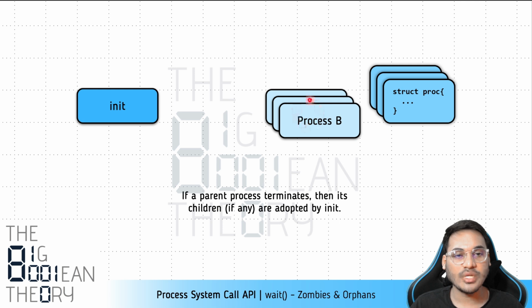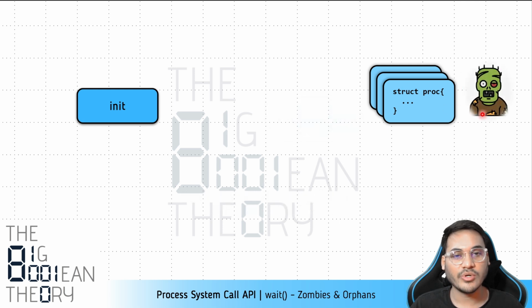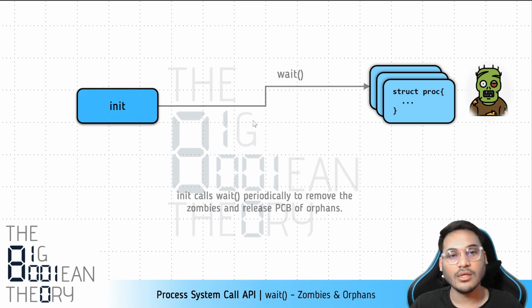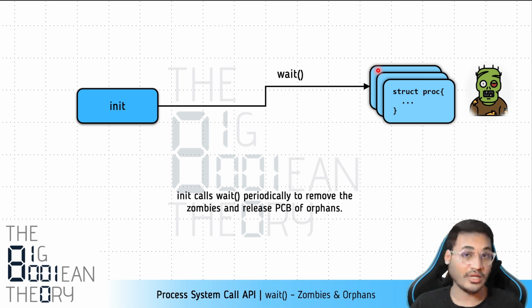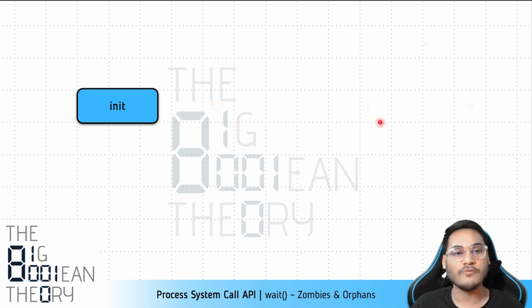And once they terminate, they'll become zombie processes. And now, since we already have the parent process as init, it will call wait and clear the PCBs of these zombie processes. So init calls wait periodically to remove the zombies and release the PCBs of the orphans, right? Once init calls wait, all of the zombie PCBs will be released. This is how the concept of zombies and orphans works.